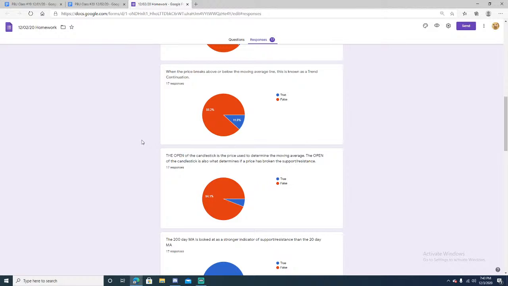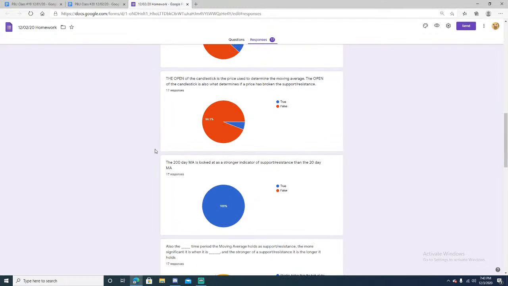So it needs to close. The candlestick needs to close at whatever that breakage is. So the wicks don't really count as far as breaking the trend, the resistance or support goes.